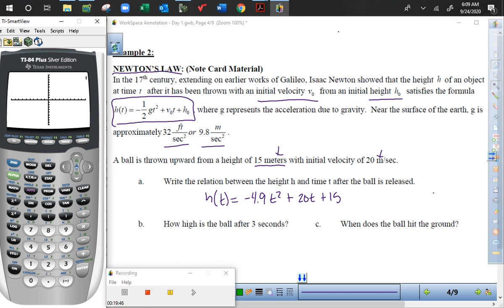So, in general, we can answer the questions without seeing the whole graph if we don't need to see the whole graph. What I mean by that is B and C here are only talking about 3 seconds, and I can see where 3 is on the x-axis, and it's talking about the ground, and I can see the ground in the picture.